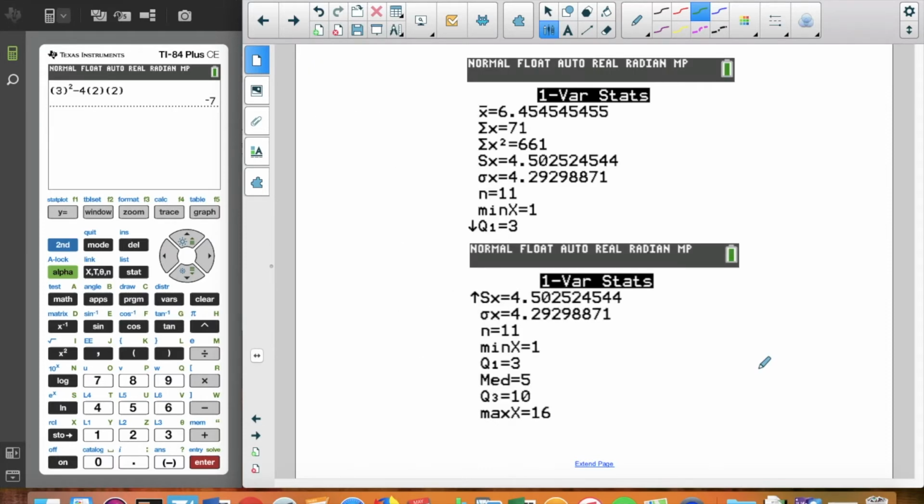So when you do type it into the calculator, which we are going to do in a second, this is what you get. So this would be your first screen, and then you're going to have an arrow pointing down. That means there's more information. If you scroll down, this is what you get. So it starts at this X bar, and it ends at max. Okay, all your information. Now, this X bar, that is your mean. Okay, the X with the line on top.